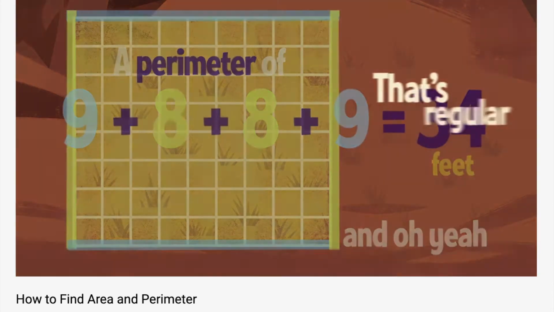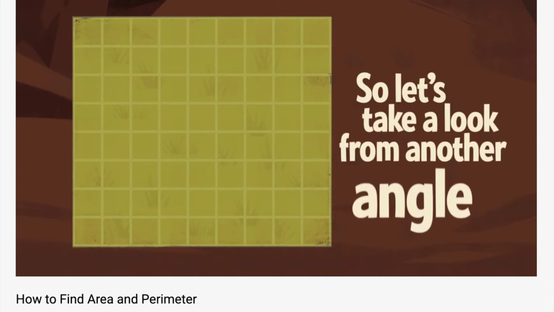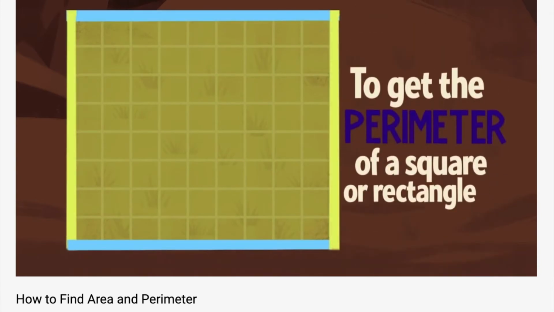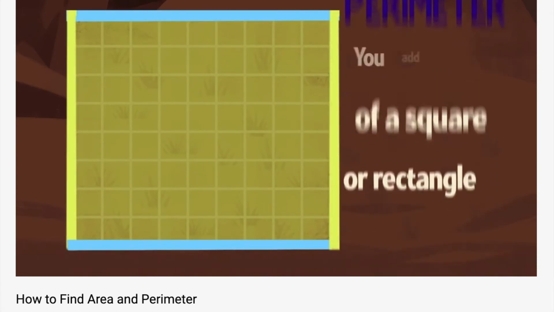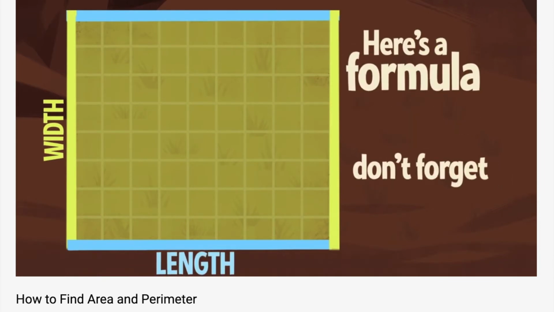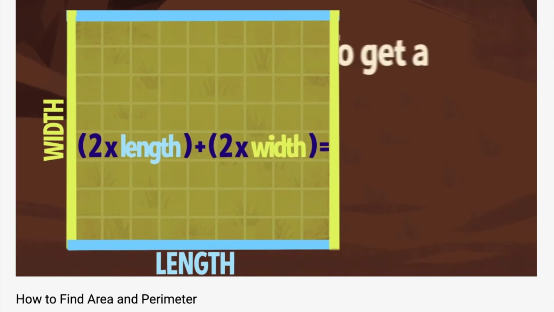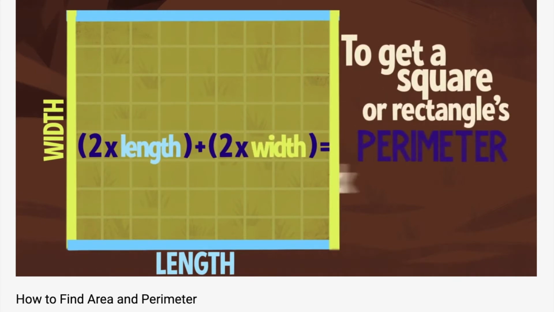And oh yeah, that's regular units and not units squared. So let's take a look from another angle. To get the perimeter of a square or rectangle, you add 2 widths plus 2 lengths. Here's a formula, don't forget to say thanks. 2 times length plus 2 times width to get a square or rectangle's perimeter quick.